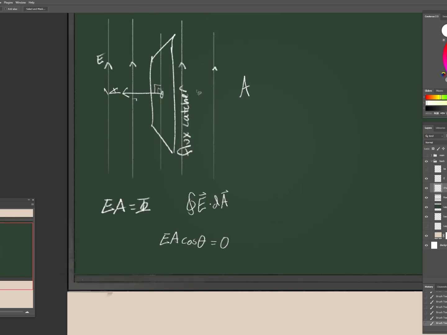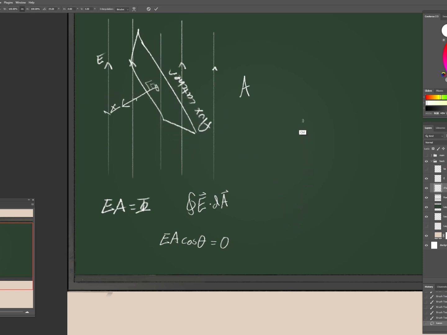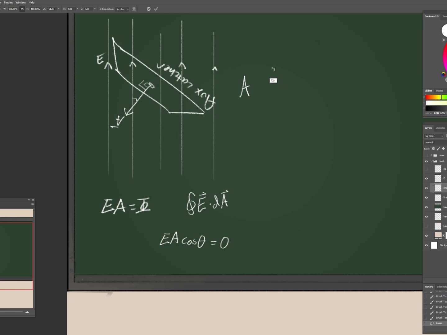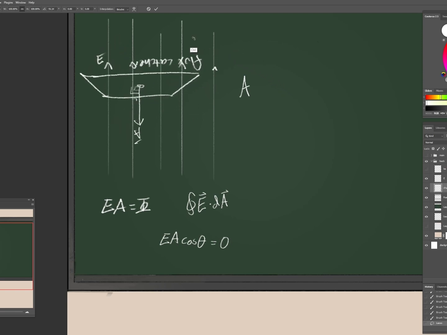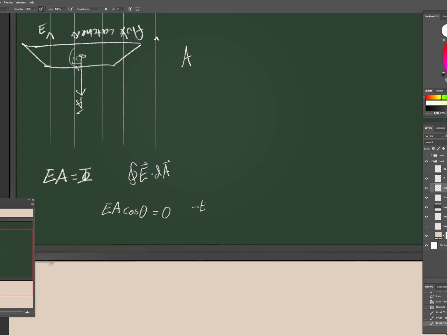Now, what if I rotate this even more? So let me just go ahead and do that. And as I do this, our area vector is pointing down until eventually the angle between this and this is 180. And essentially, cosine of 180 is negative, so the flux is negative EA.